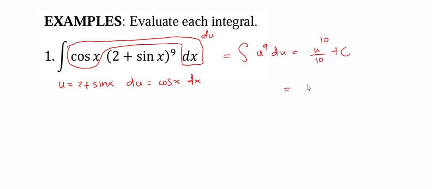So the final answer, it would be, ano yung u natin? 2 plus sine x, and then raised to 10 over 10, and then plus c. Or you can just bring out 1 over 10. So take note, a over b is just the same with 1 over b times a. Okay.